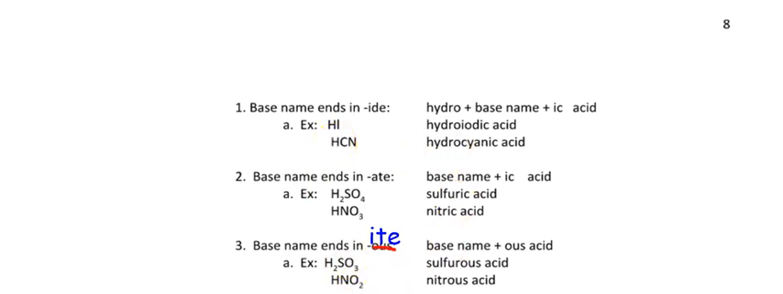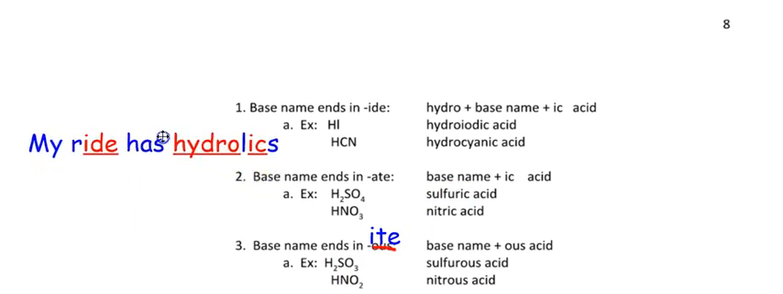And I have a little saying to help you out. My ride has hydraulics, all right? If you remember that, you got the acid name. So what about if it ends in "ate"? You have your base name plus ic. If you cover up the H, it becomes sulfuric acid. No, it's not just sulfic acid. Sulfuric acid and phosphoric acid. For the sulfur and the phosphorus, you still need to put your UR into the name. So there's a little bit of an exception there. Cover up the H, you get nitrate, so it becomes nitric acid.